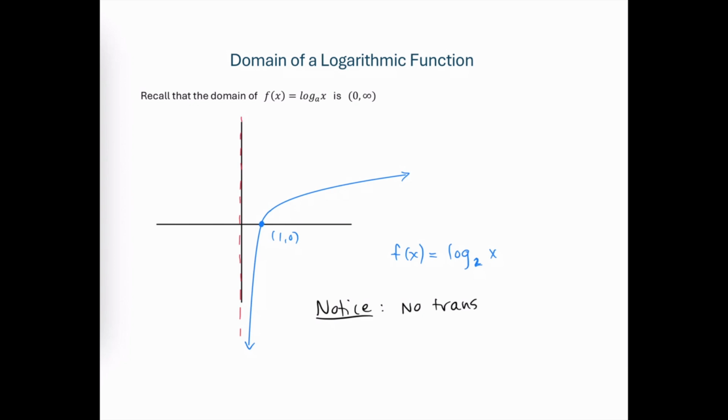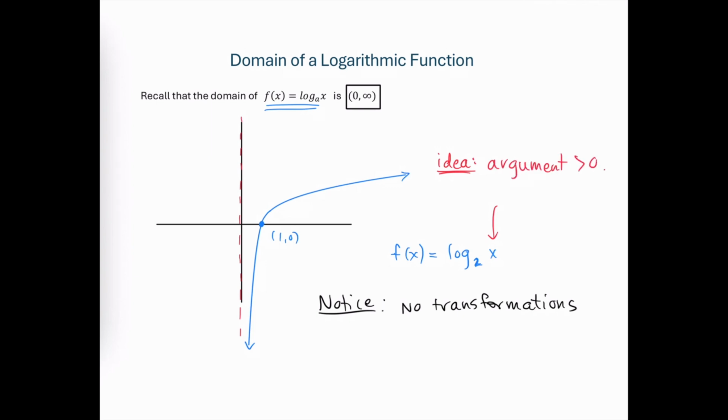Before we move forward, I'd like for you to notice that this logarithmic function has not had any transformations. The domain is from 0 to positive infinity because we haven't moved this function to the left or to the right. But the idea that we want to move forward with is that the argument of a logarithm must be a positive quantity.